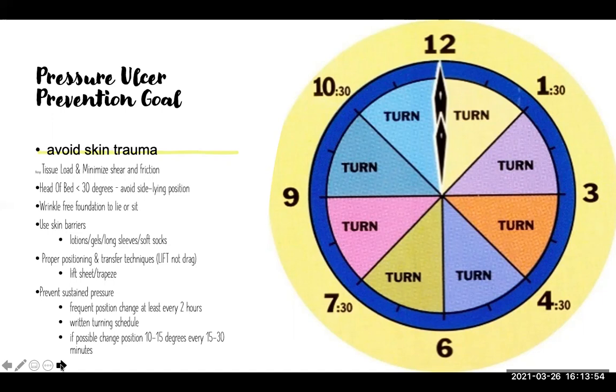Positioning them, you want to lift, not drag them along the bed. So a draw sheet is important. If they can assist using a trapeze bar, they can help. Also, if they can assist using their feet and their legs, we want them to do that with assistance. And then turning them every 2 hours or more often, the better. So, but at minimum of every 2 hours, they need to be repositioned.